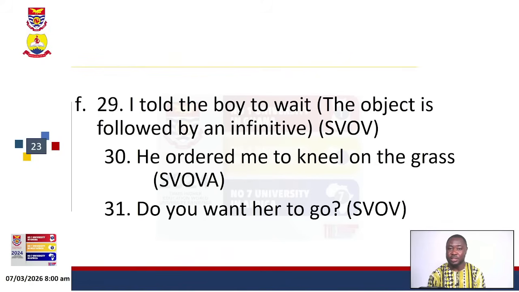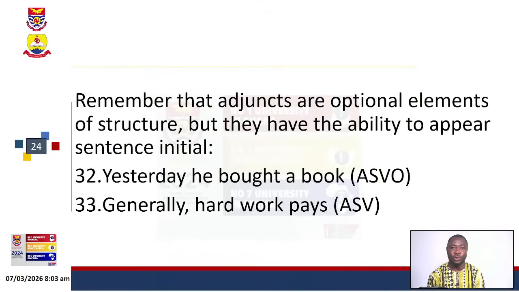Do you want her to go? Subject, verb, object, verb. Interesting. We use these sentences all the time, but maybe we have not paid attention to the patterns or the structures, the clausal elements that we use in building these sentences. So it is good that you are here getting to know the architecture of your own sentences. Maybe you have said it before, but did you know that you are actually using a pattern, subject, verb, object, verb? Now you are beginning to pay attention to your own sentences.